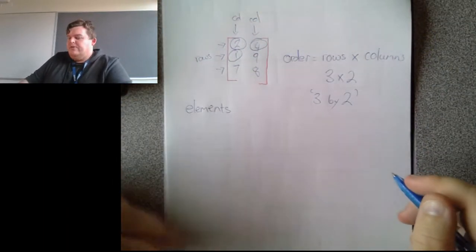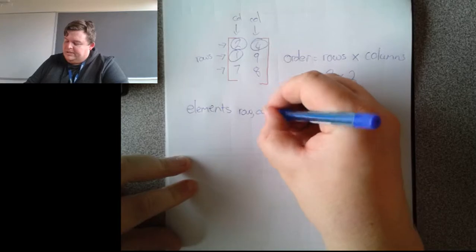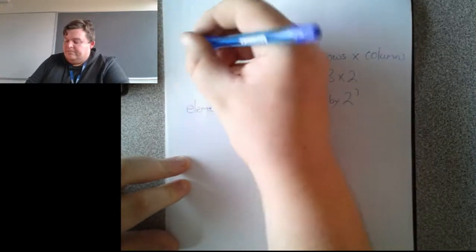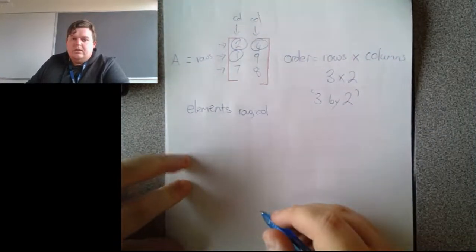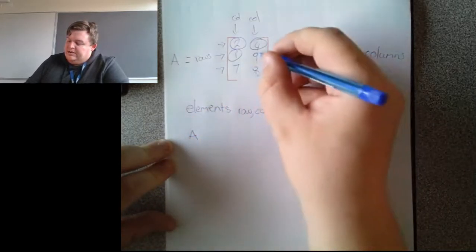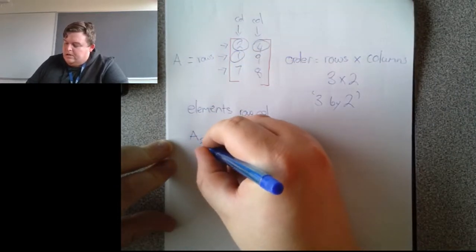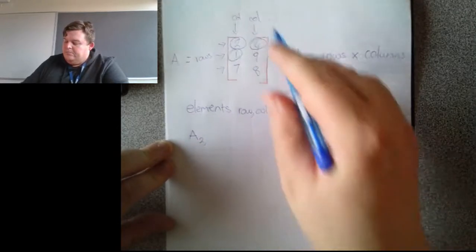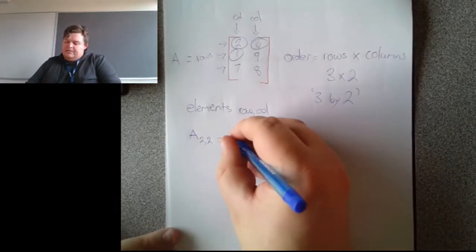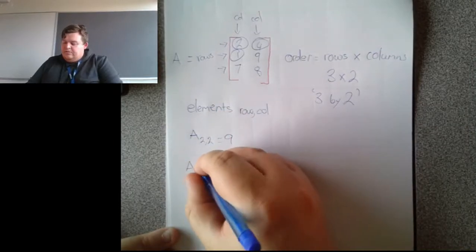The way that you tend to refer to an element is by what row it's in, comma, what column it's in. In this example, this matrix can be called matrix A. If I wanted to identify this 9, I would say row 2, comma, column 2. Nice and easy. So row 2, column 2 is 9. Let's say I wanted this 7, it would be row 3, column 1.